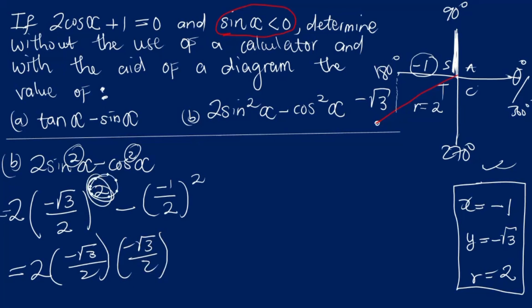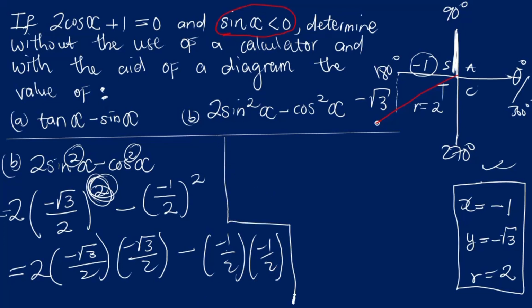Right? That's what it means. And then this same thing. Same thing. I have negative 1 over 2 with negative 1 over 2. Right? Let's cut it here. I keep the 2 outside. Again, keep the 2 outside.